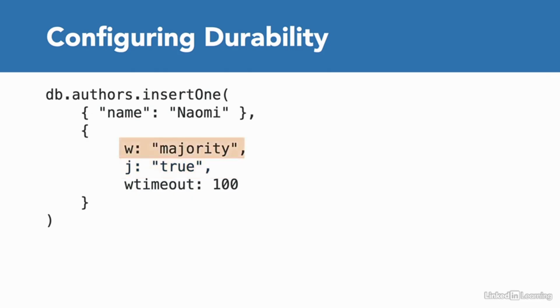The first option, the W option, specifies a number of MongoD instances that need to acknowledge a write before the database tells the application that the write succeeded. Since MongoDB 5.0, the default write concern is majority, as it is in this example. Let's look at this in a diagram to understand what exactly is happening.